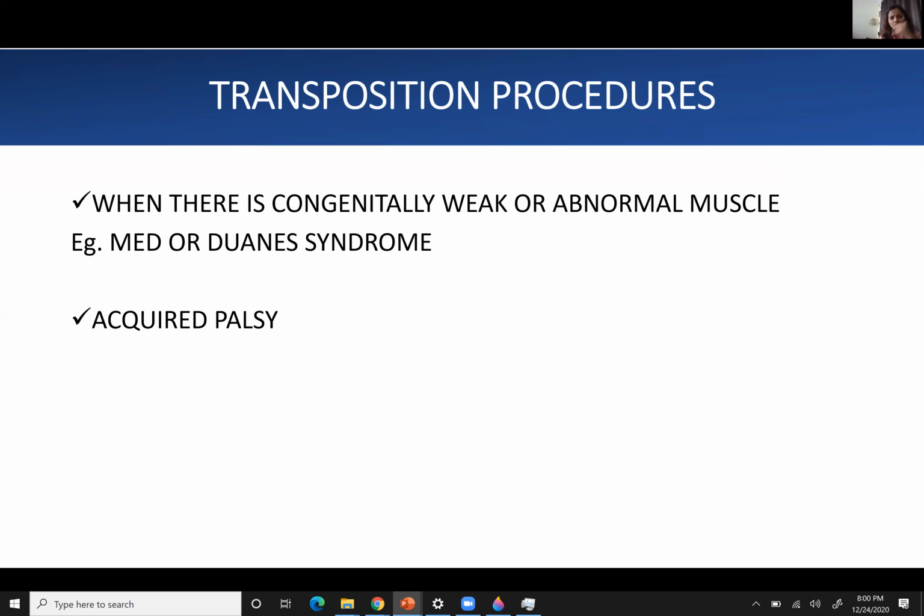So when you do transposition procedures, they are done when there's a congenitally weak muscle. I think we'll skip all this. I'll just show you some animations.